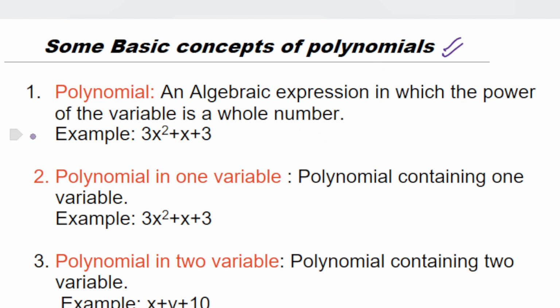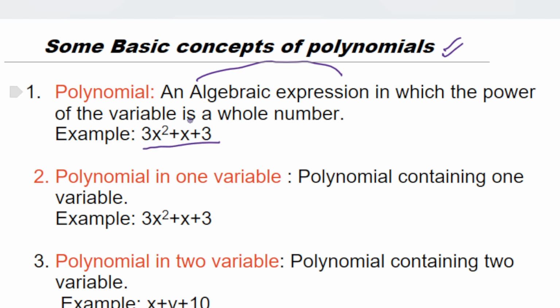So first let's see what is a polynomial. We'll go very slowly and we'll have some depth concept of polynomial. An algebraic expression in which the power of the variable is a whole number is called a polynomial. What do you mean by an algebraic expression? See, this is my algebraic expression.